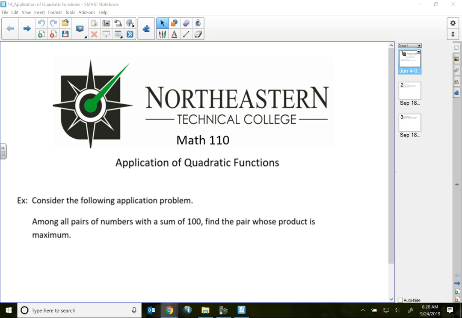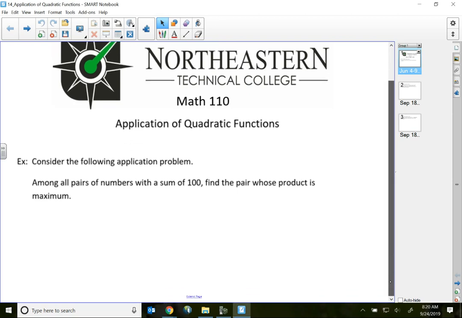In this lecture video, let's take a look at applications of quadratic functions. We already talked a little bit about how to find the vertex, and how the parabola opens up or opens down in the previous lecture video. I want to use this particular video to talk about some of the application problems.